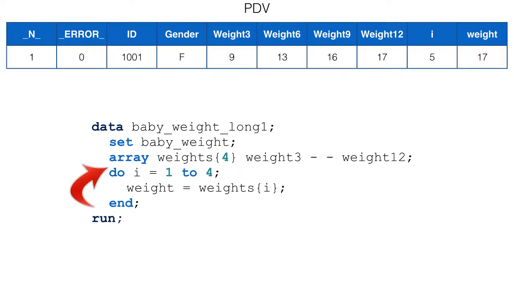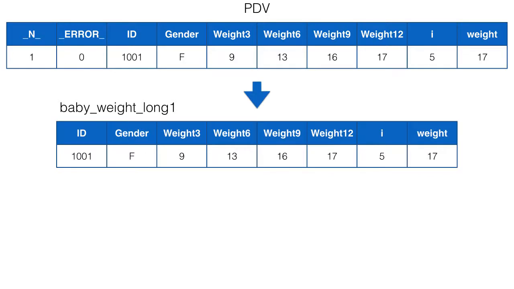And again, SAS hits the end statement and loops back up to the top of the do group where it increments the value of I by 1. But because 5 is not between 1 and 4, SAS exits the do loop and moves on to the next part of the data step. In this case, all that is left in the data step is the implicit output statement. So, SAS outputs the contents of the PDV to the new dataset called baby_weight_long1.